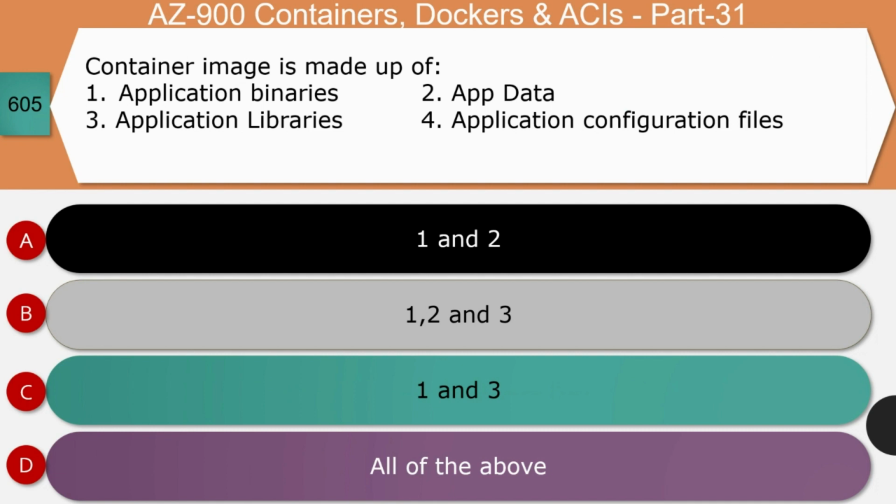Next question. A container image is made up of application binaries, app data, application libraries, application configuration files. You need to choose any of these four options. The right answer for this question is all of the above. Container images are made up of application binaries, app data, application libraries, and application configuration files, making them self-contained and able to run on a host operating system. And so option D is the correct answer.